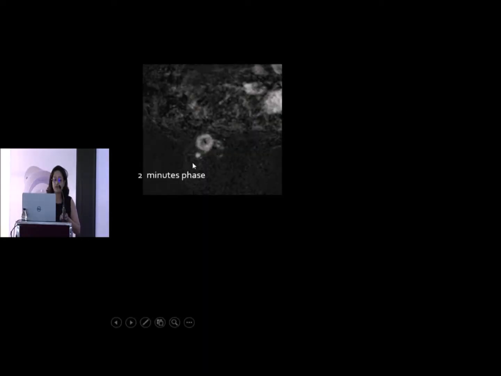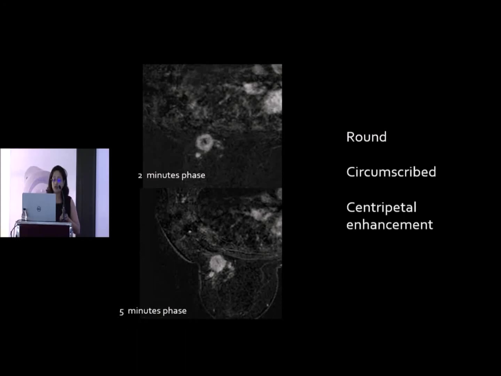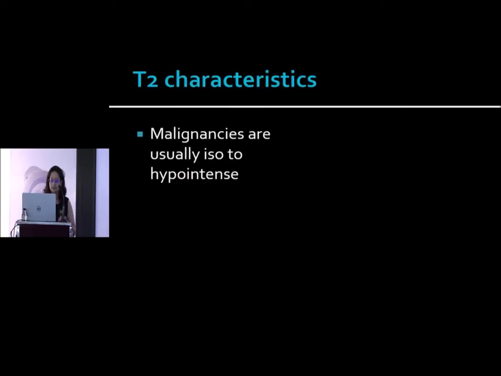What about this? This is the centripetal filling. This is the 2 minute phase. We are seeing this lesion and on the 5 minute phase it has completely filled in. This is malignant, okay? Malignancies show centripetal filling. So round, circumscribed with centripetal enhancement. This has been removed from the current version of BI-RADS. I don't know why, but I like it. And it is seen in malignancy.